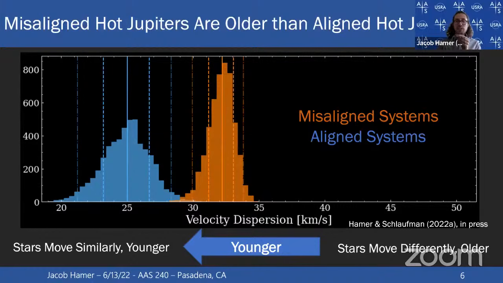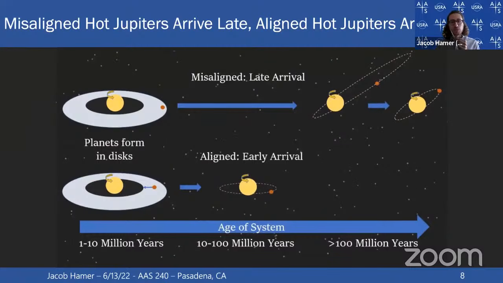And so remember that I said that if these planets are being realigned over time, then we would expect that the aligned systems would be older. Instead, we find that misaligned systems are older. And so we think that there's only one explanation for this observation. Misaligned hot Jupiters arrive on their orbits late, and aligned hot Jupiters arrive on their orbits early. And so this diagram is describing what I mean. The age of the system is increasing from left to right.